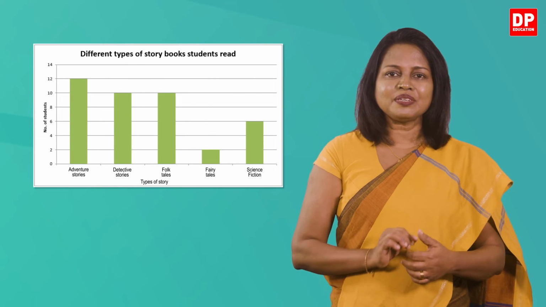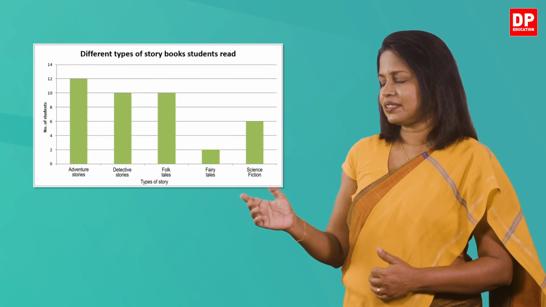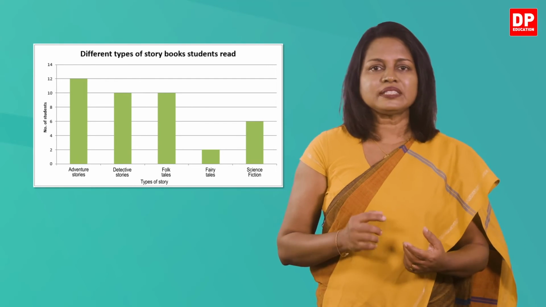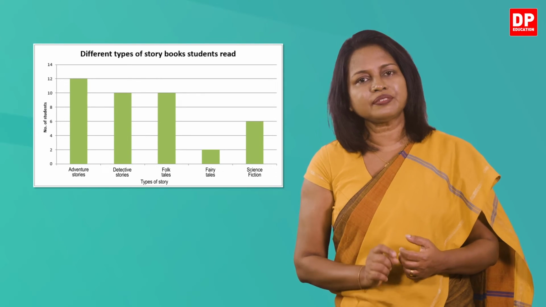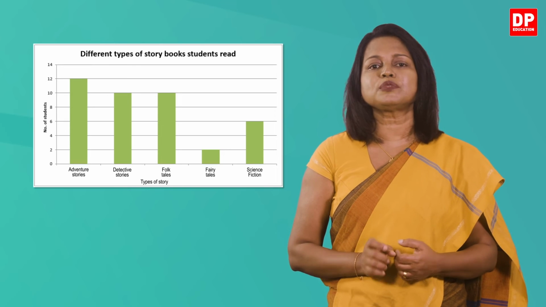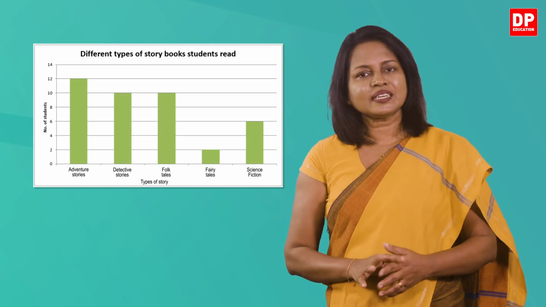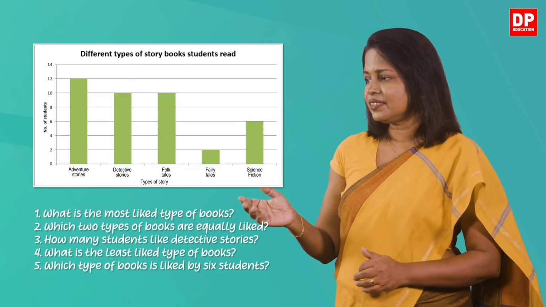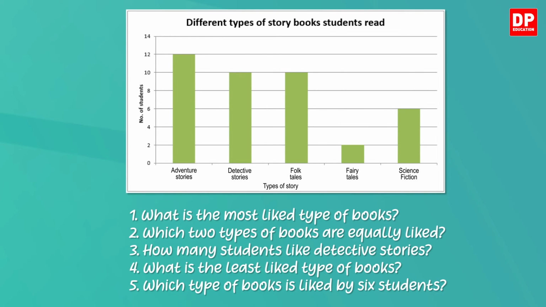Children, now let's see whether you can answer some questions based on this bar chart. This bar chart depicts the data of a survey done to find out the different types of storybooks some students like to read. Now study the chart carefully and answer these questions. Okay, let's check your answers.